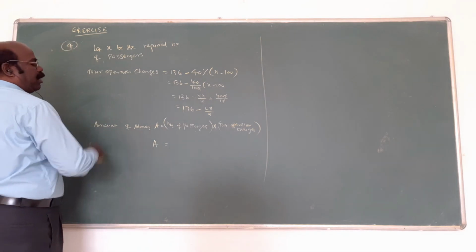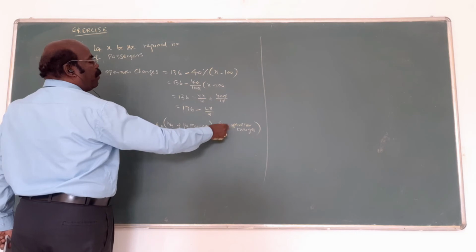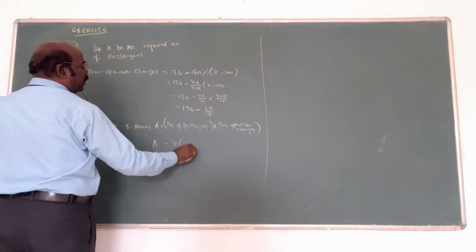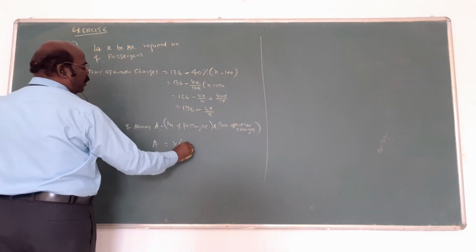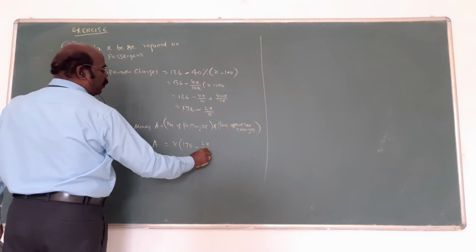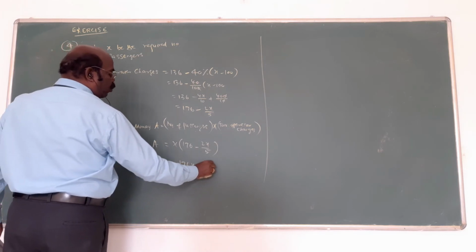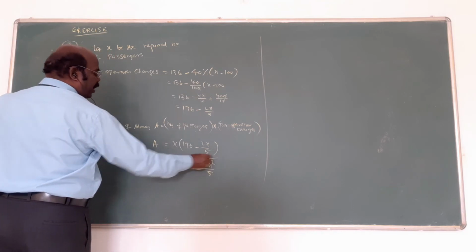Now the amount of money A is equal to the number of passengers times what the tour operator charges. The number of passengers is x, and the tour operator charges 176 minus 2x by 5. Multiplying, 176x minus 2x squared by 5. This is called A of x. This is the equation.